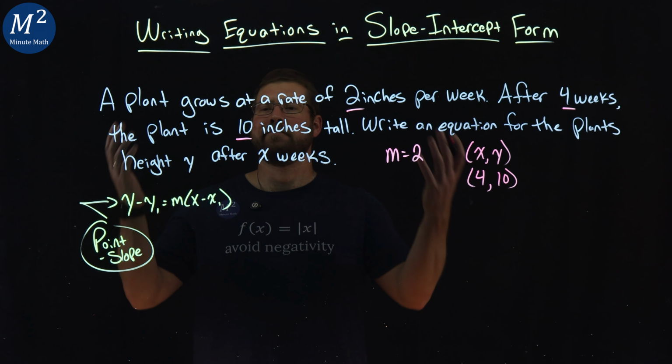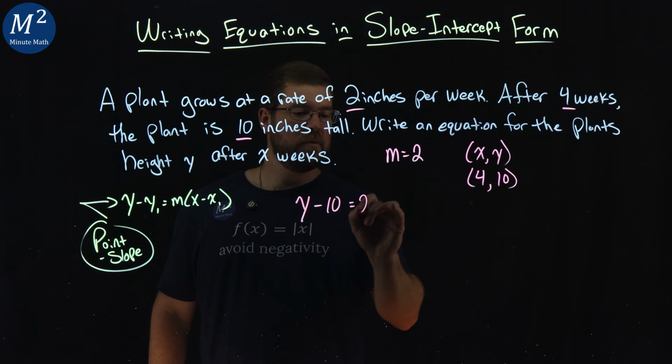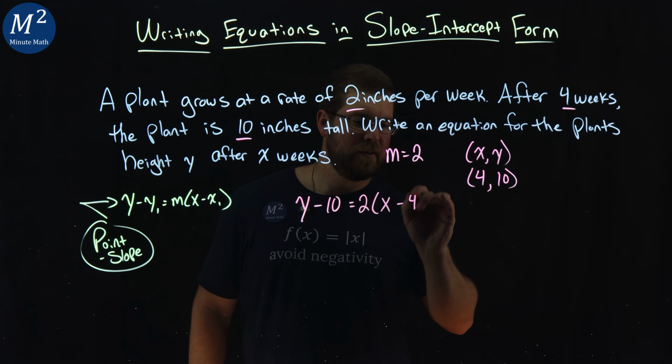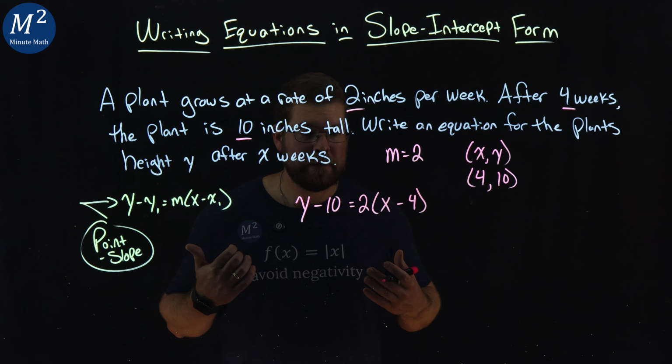All right, so we have y minus y1. We only have 1 point here, so that's going to be 10. That's y1. The 10 value, y, is equal to m, 2, times x minus x1. There's the 4 right there. Now we want to simplify this equation right here.